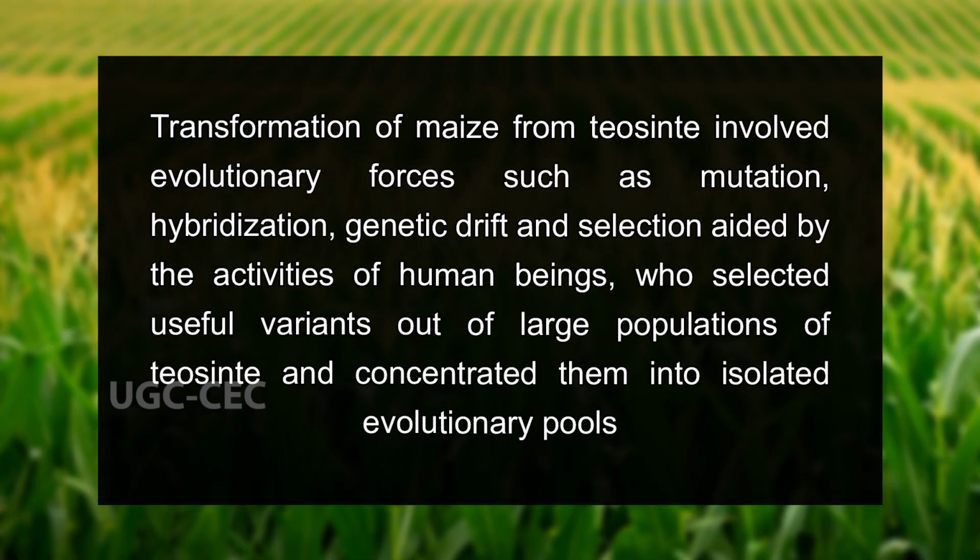The transformation of maize from teosinte involved evolutionary forces such as mutation, hybridization, genetic drift, and selection, aided by the activities of human beings who selected useful variants out of large populations of teosinte and concentrated them into isolated evolutionary pools. This resulted in the differentiation of maize into a large number of races. The races gradually got adapted to different agroclimatic regions in the Americas away from the center of origin.